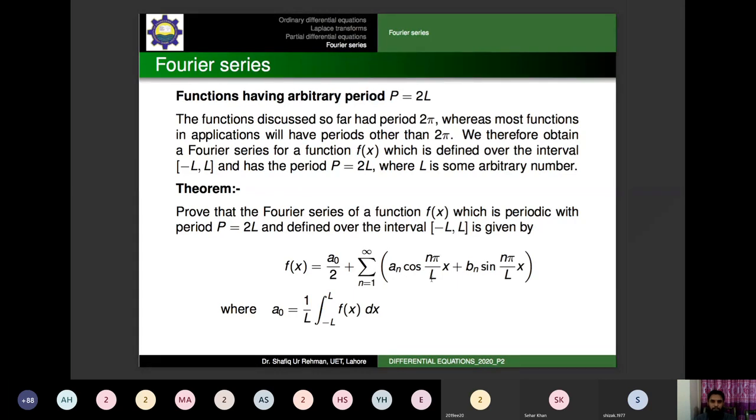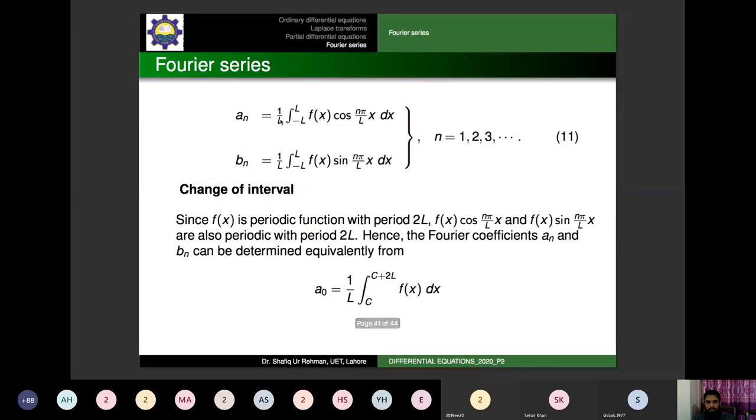We are not going to talk about the proof of this one, otherwise the proof is available. We will take into consideration the implementation. We will see the implementation of this Fourier series when the period is 2L over the interval from minus L to L. So a naught is there, an is there, and bn is there. The only difference is in the angle and the interval. So minus L to L, n pi upon L x, where n is going to be a positive integer value.